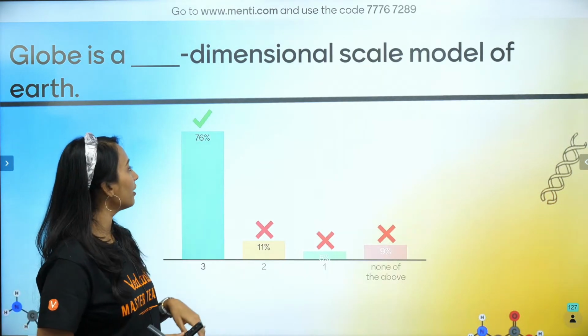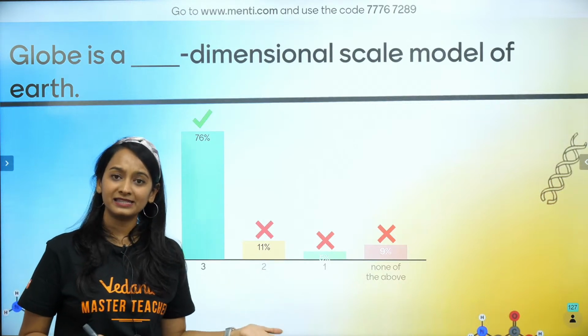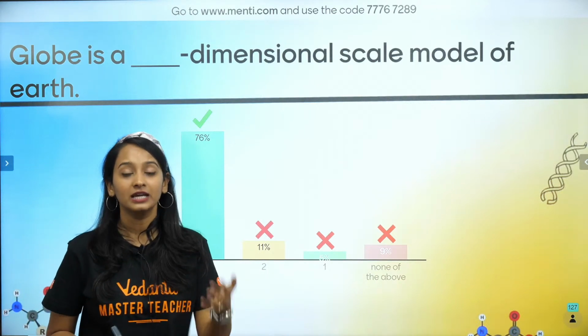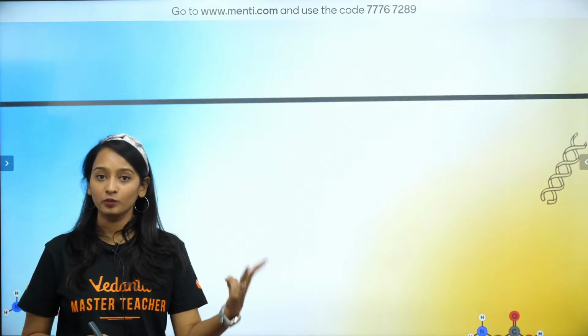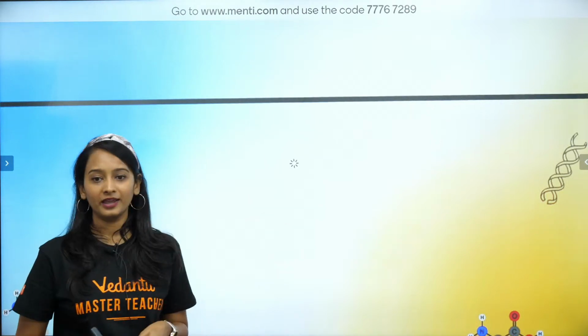And a majority of you have got it right. That is amazing. It's a 3-dimensional version. A sphere is a 3D version. Let's look at the leaderboard here.